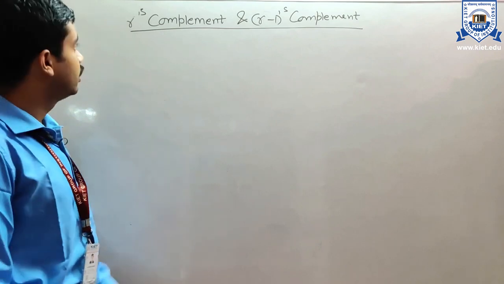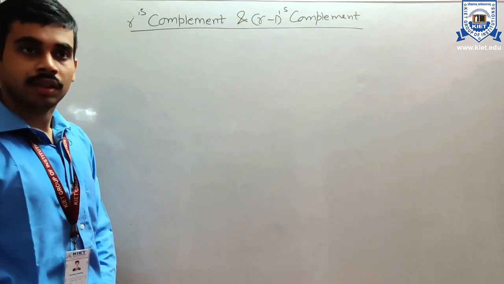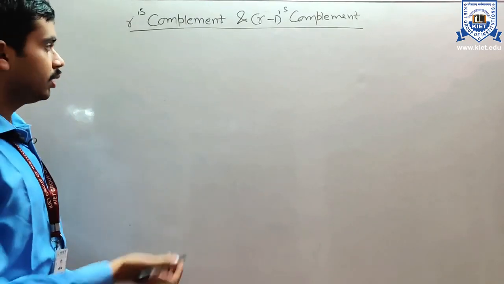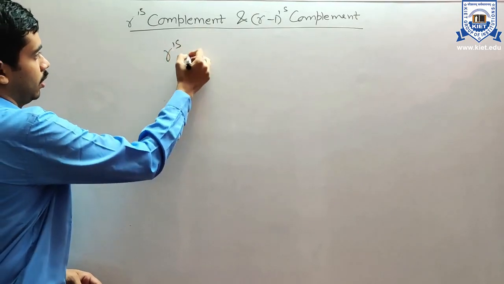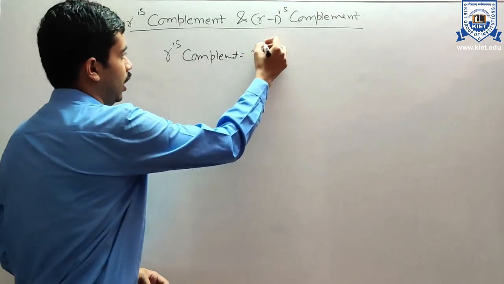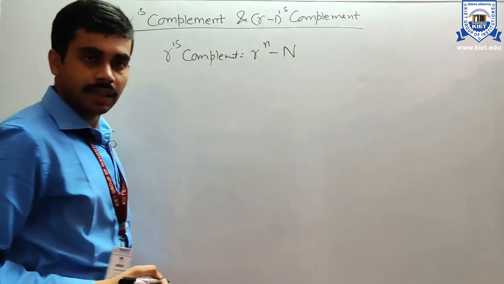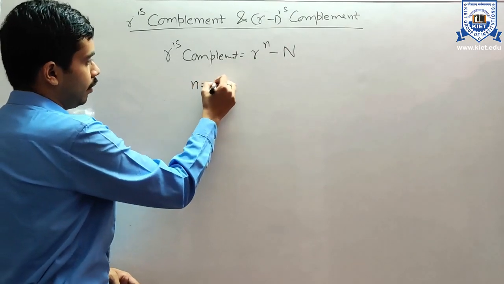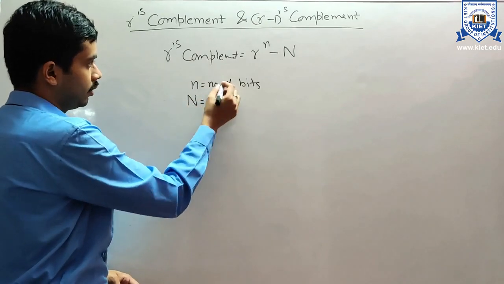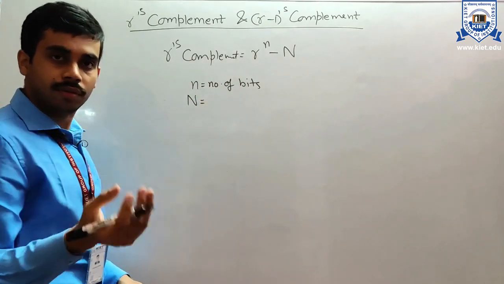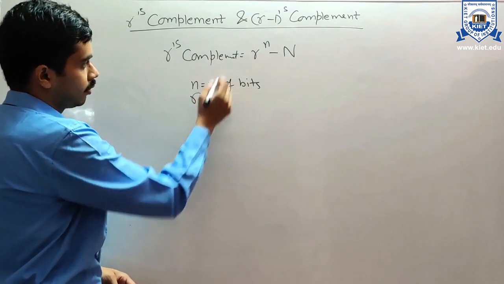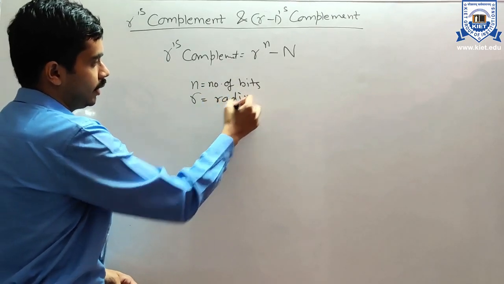So now we will talk about r's and r minus 1's complement. Basically, the r's complement of any number will be equal to r to the power n minus N, where n is the number of bits in that number and capital N is the number which we want to subtract. And r is basically the radix, or you can say the base.